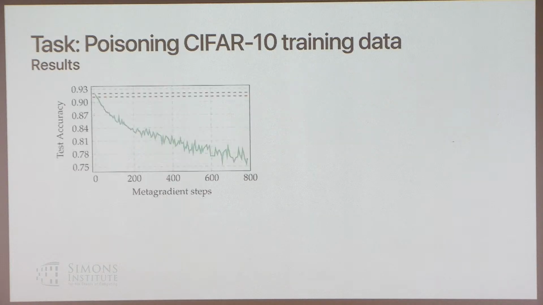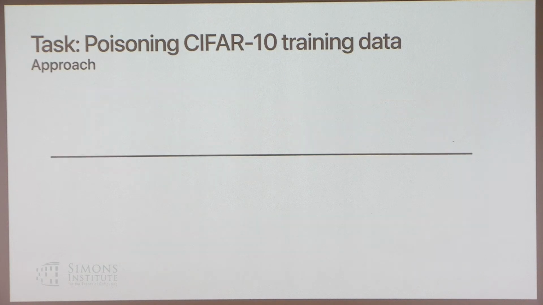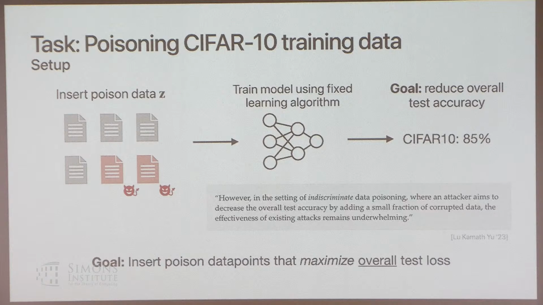And this quote that I was showing from this paper was actually contrasting this indiscriminate setting to the backdoor setting, where the goal is to basically kill the model's accuracy on a very specific subpopulation of examples, such as the subpopulation with a backdoor or something like that.